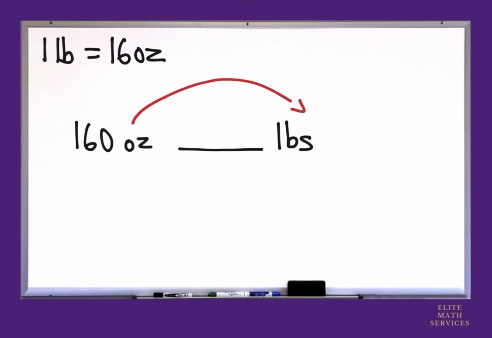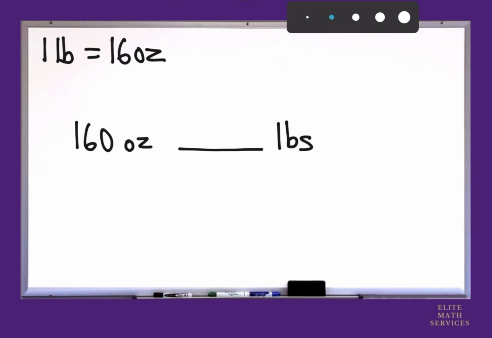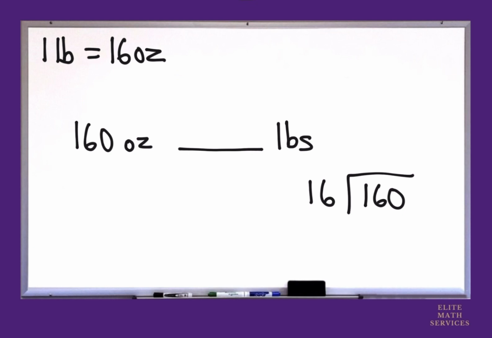So the first step we do is we figure out our unit of measurement. We have ounces and we're getting bigger because we now want to convert it into pounds. An ounce is smaller than a pound, so we divide. Now, the two numbers that we divide are 160 by 16. So that's what we're going to do. We're going to go ahead and set up our division problem. We're going to put our 160 on the inside and our 16 on the outside.